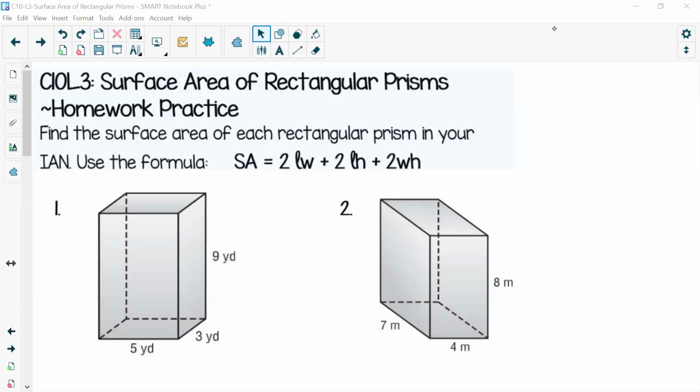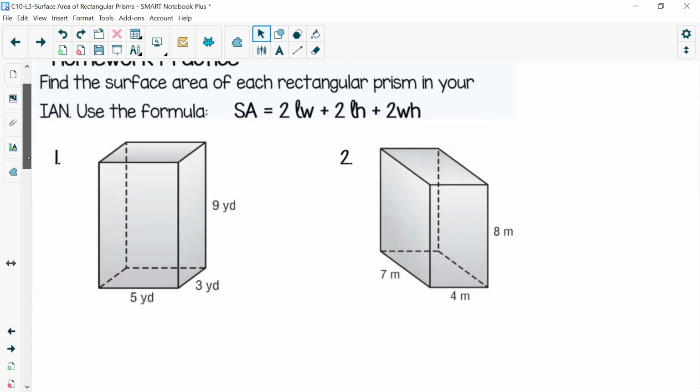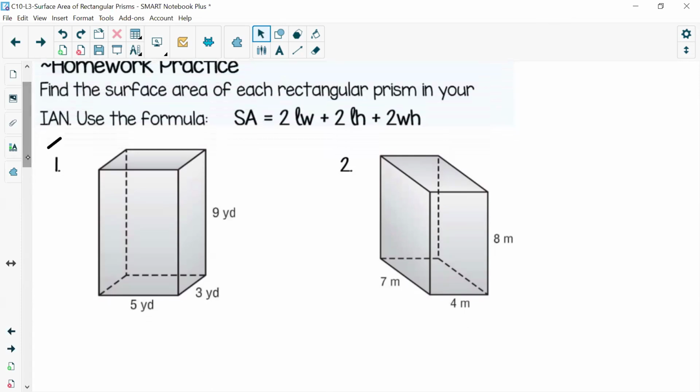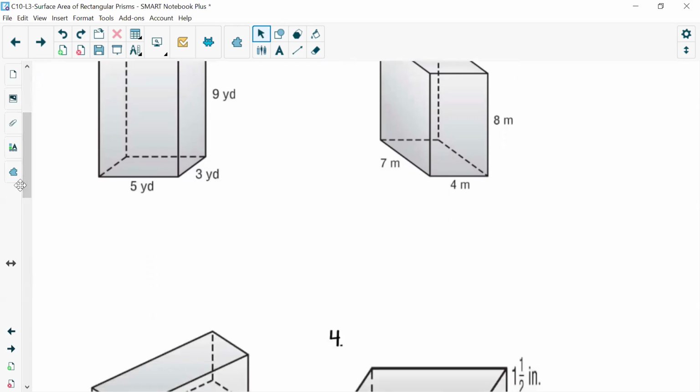Boys and girls, today I'm going to be going over the homework from yesterday. Make sure you can skim through, fast forward, to the ones that you missed very easily. So I am going to start with the first one. It says, find the surface area of each rectangular prism in your mapping it. So you're going to use the formula that we were using yesterday for surface area.